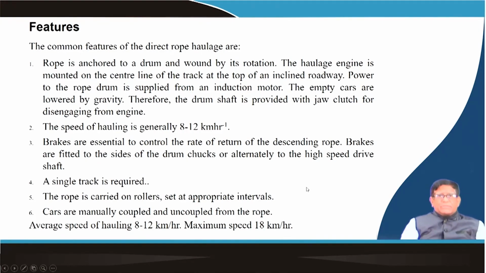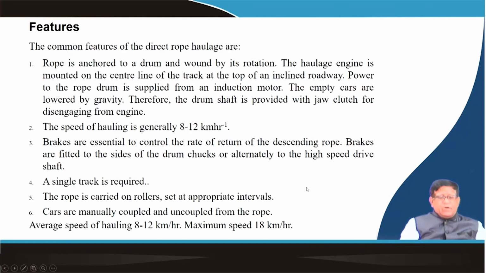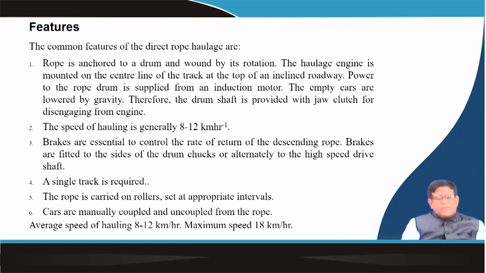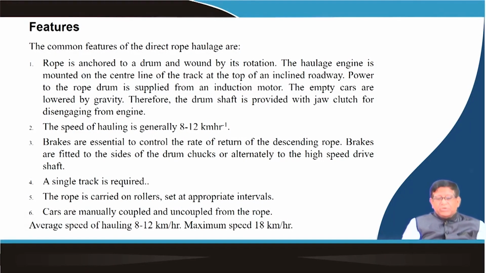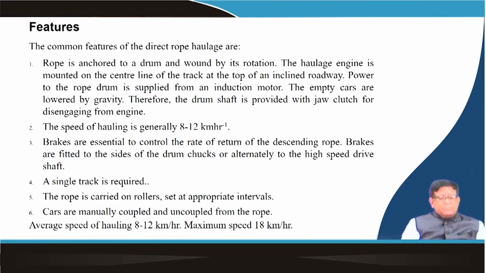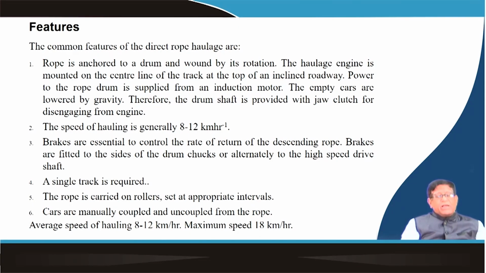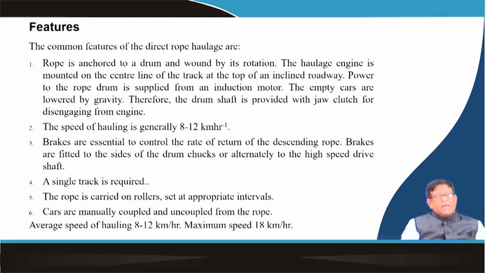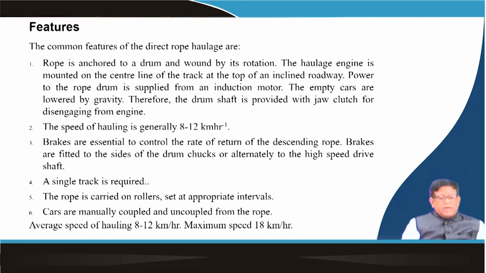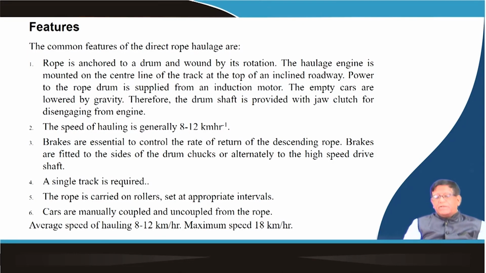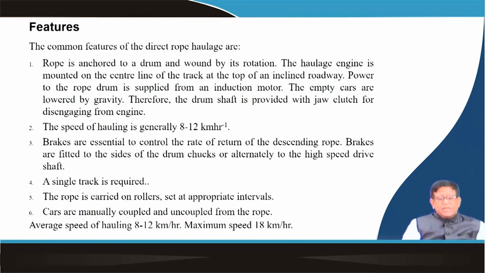So, if you see the main features, the common features of the direct rope haulage systems are: the rope is anchored to the drum and wound by its rotation. The haulage engine is mounted on the center line of the track at the top of an inclined roadway. Power to the rope drum is supplied from an induction motor. The empty cars are lowered by gravity, and therefore, the drum shaft is provided with a jaw clutch for disengaging from the engine.